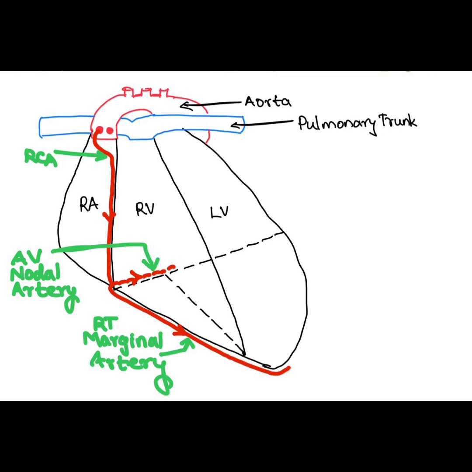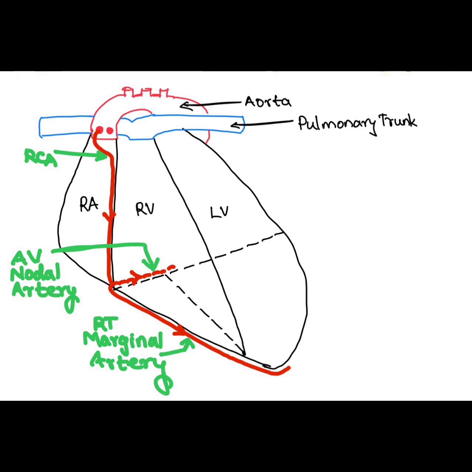just above the aortic valve. It passes anteriorly and to the right, running between the right atrium and the pulmonary trunk. The right coronary artery travels inferiorly and posteriorly in the right atrioventricular groove between the right atrium and the right ventricle.